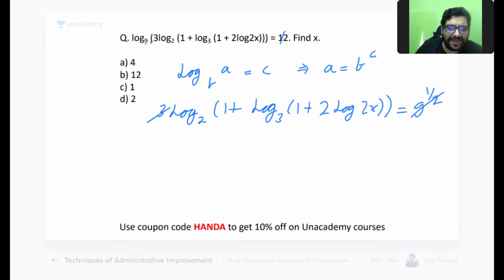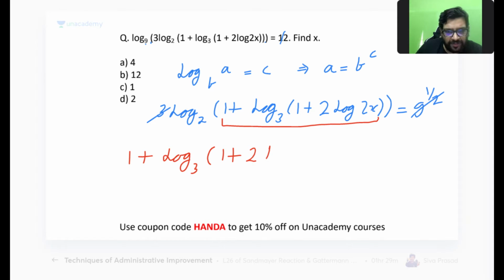So those 3 and 3 will get cancelled. Now what am I left with? Whatever is inside the bracket, let me write that: 1 plus log to the base 3, 1 plus 2 log 2x is equal to the base to the power of whatever is left on the other side. 1 was left on the other side. So 2 to the power 1 is equal to 2.